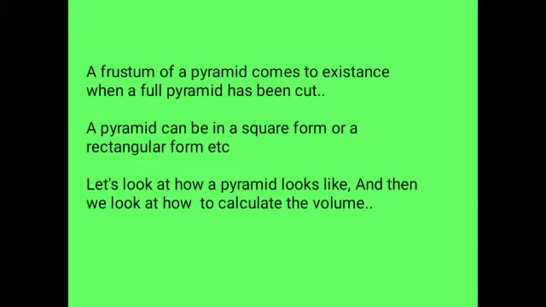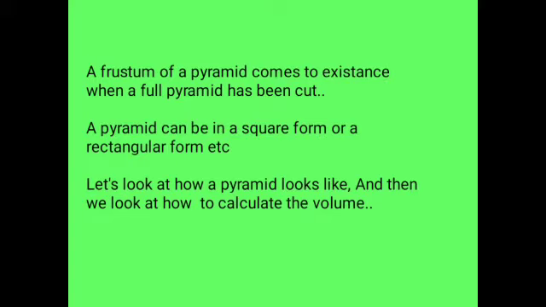A frustum of a pyramid comes into existence when a full pyramid has been cut. The same way we cut a cone to remain with a shape called the frustum of a cone, that is the same procedure by which we get the frustum of a pyramid. A pyramid can be square or rectangular in form, and many other forms as well.